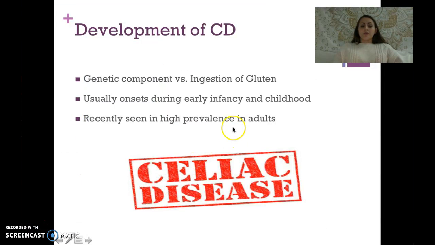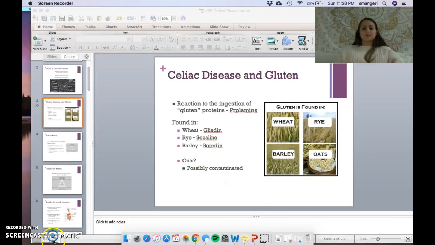Celiac disease has two mechanisms of development. The first is a highly genetic component, where an individual must possess specific alleles in order to get the disease. On the other side of the coin is the ingestion of and exposure to gluten during infancy, where a baby exposed to a gluten diet can develop celiac disease if they have these specific alleles present. Again, it usually onsets in early infancy and childhood. However, the prevalence in young adults and older adults has become more common in the last 10 to 20 years.